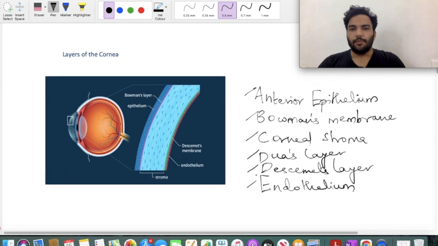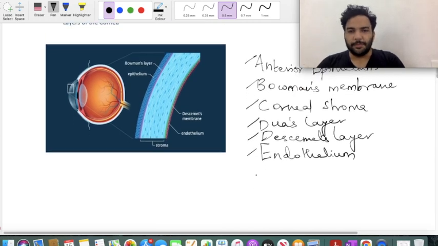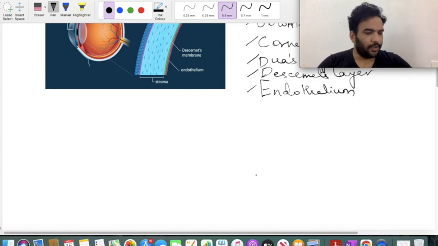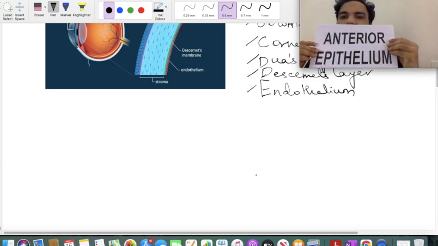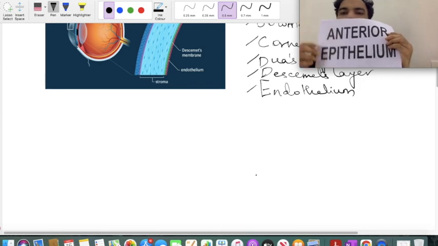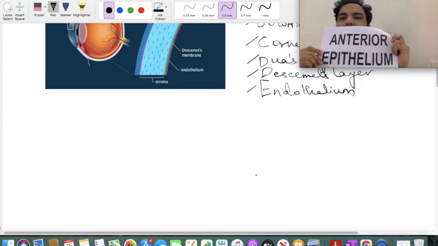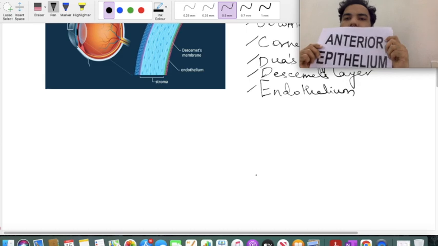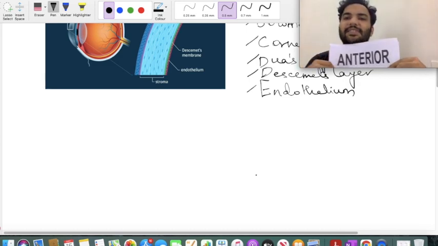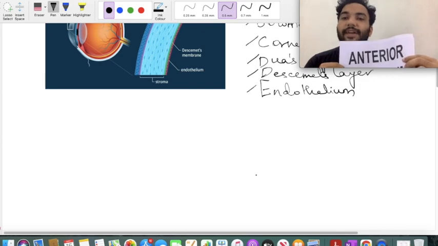Okay, so coming to the anterior epithelium, I'll do a small demonstration of what is what. So here I have got all the layers printed. So this is the anterior epithelium. There are 3 MCQs that are possible with anterior epithelium. Number 1, what is its histology? What kind of cells does it have? It is stratified squamous non-keratinized epithelium.